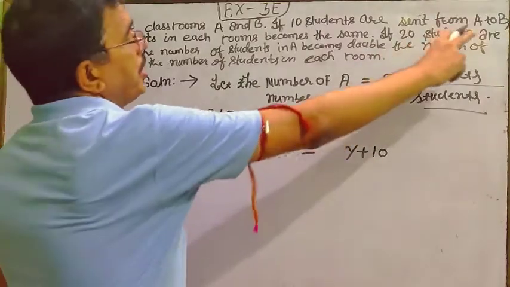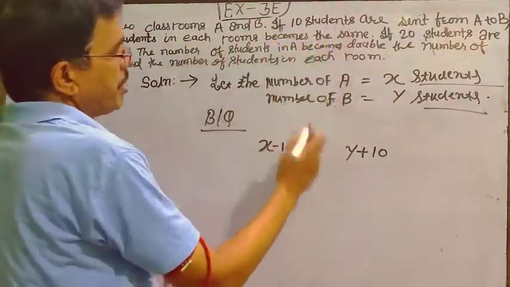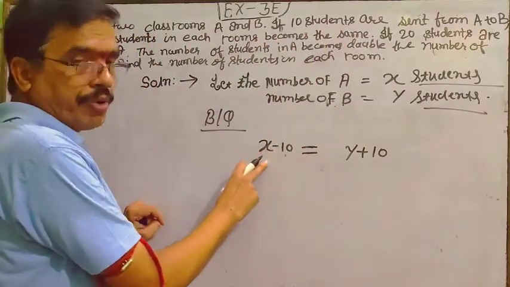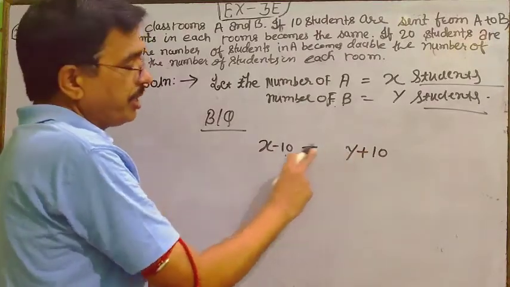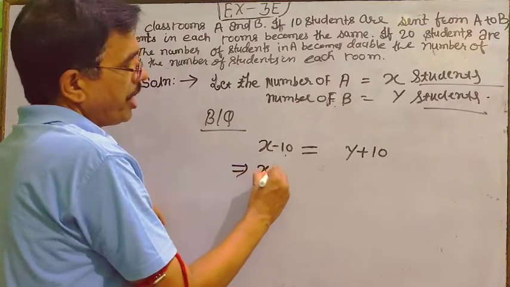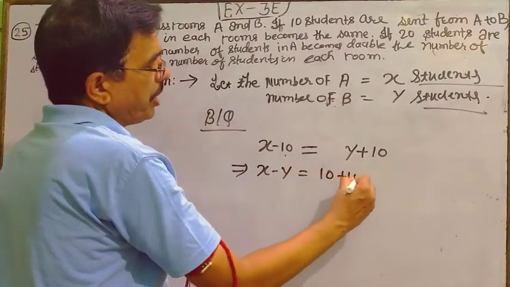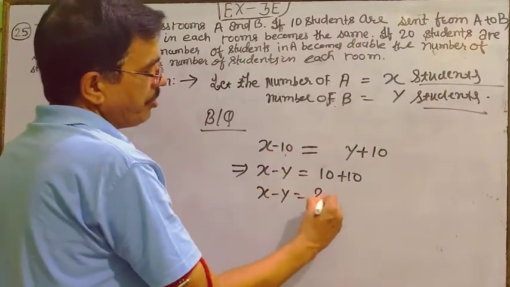Here 10 is increased, but A to B, then the number of students in each room becomes the same. That is, both are equal. When 10 students are subtracted from X and 10 students are added to Y, then both are equal. So you write here X minus Y is equal to plus 10 and plus 10. Here plus. So X minus Y is equal to 20.